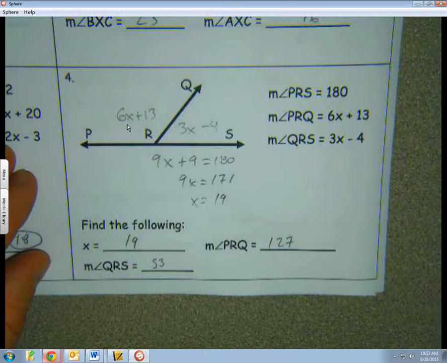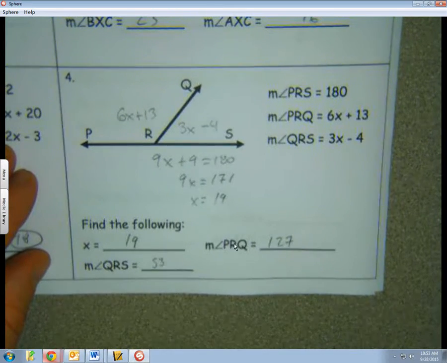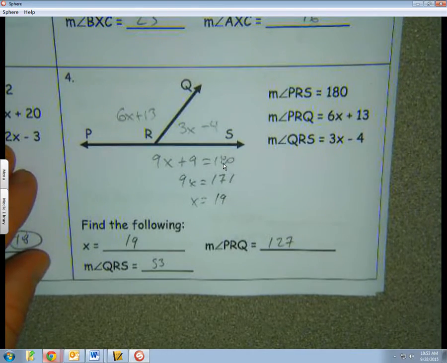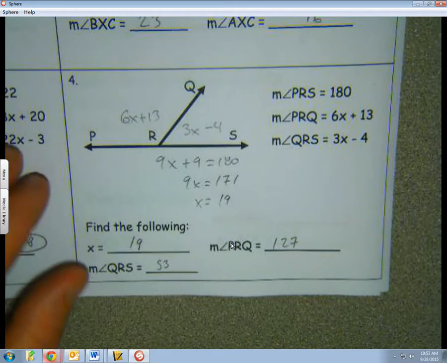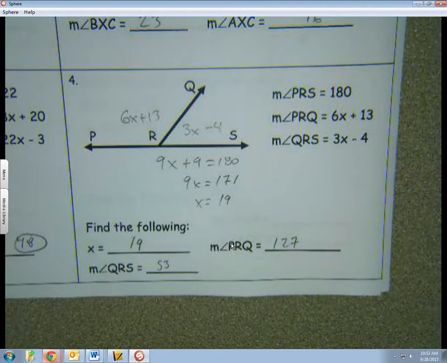Plug that in here, and then I just plugged it in on my calculator. PRQ, 6 times 19 plus 13 is 127, and then 3 times 19 minus 4 is 53. I added those together, and I got 180, so I knew that it checked. Okay? Questions on that?